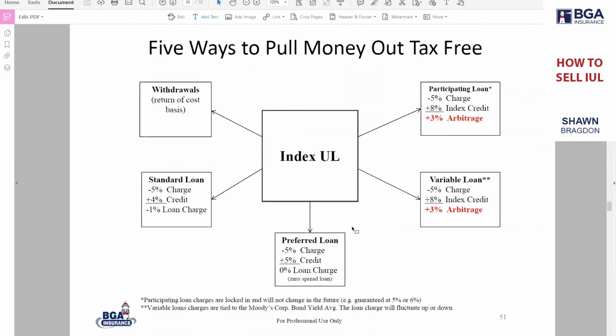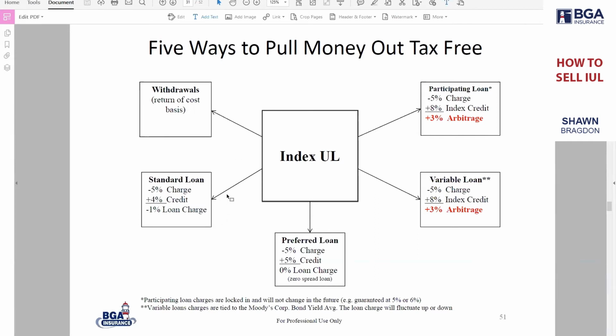Now, there are many different ways you can pull money out of an index UL policy. This chart is showing you historically how people are pulling withdrawals out of a life insurance policy. That's a tax-free recovery of your cost basis. The money you put in, you can pull out tax-free. The way we beat the IRS when you pull the gains out of your policy is we call it a loan. And this is a loan you never have to repay back.